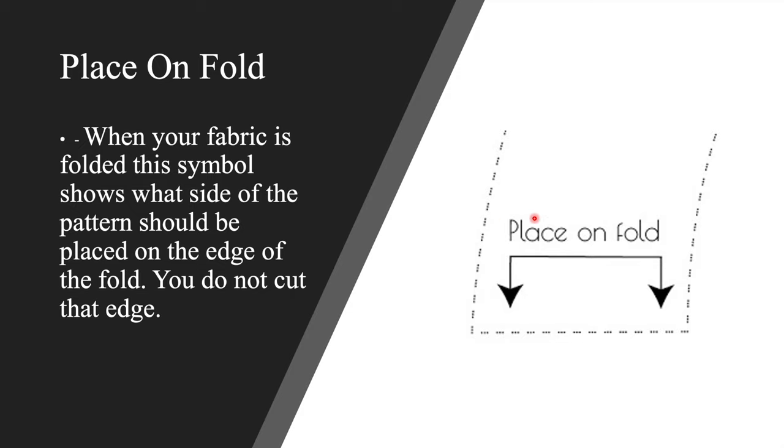When you see this symbol, it means that once you fold your fabric, the part of your pattern that has this symbol should be placed on the edge of that fold. And what you're going to do is cut around it. You're not going to cut that edge that has place on fold. You're going to cut out every other part except the side that is place on fold.